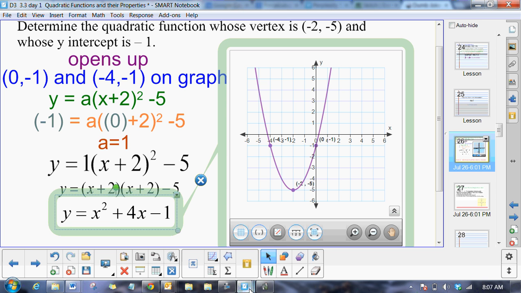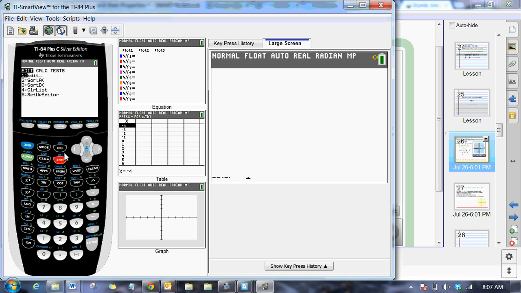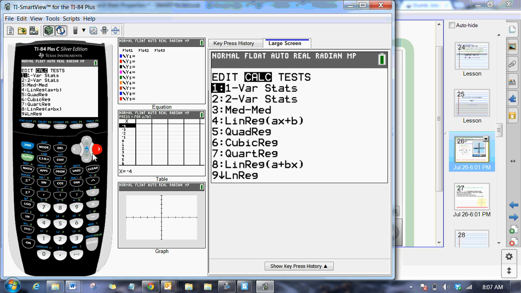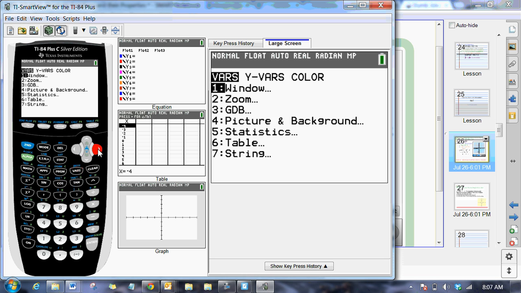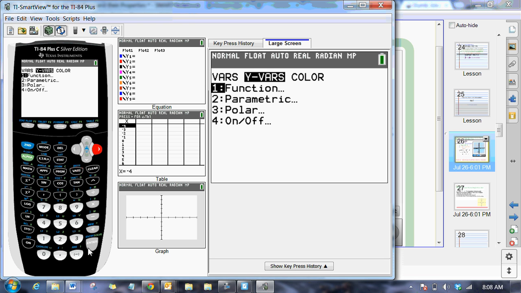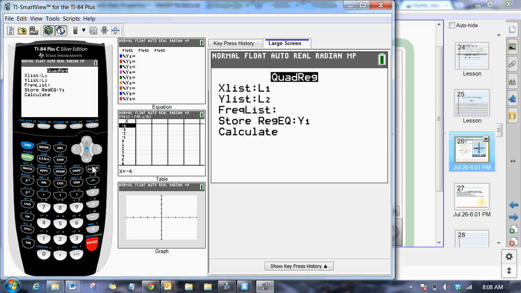Okay, we could also do this on a calculator. I put the 3 points into my stat plot. All right, put the 3 points in there, and then what you do, you hit stat, calc, and then quadratic, which is number 5. Okay, I like to store, first of all, it's list 1, list 2. I like to store it in my y value, Y1: Y-vars, function, Y1. That way I can easily graph it.